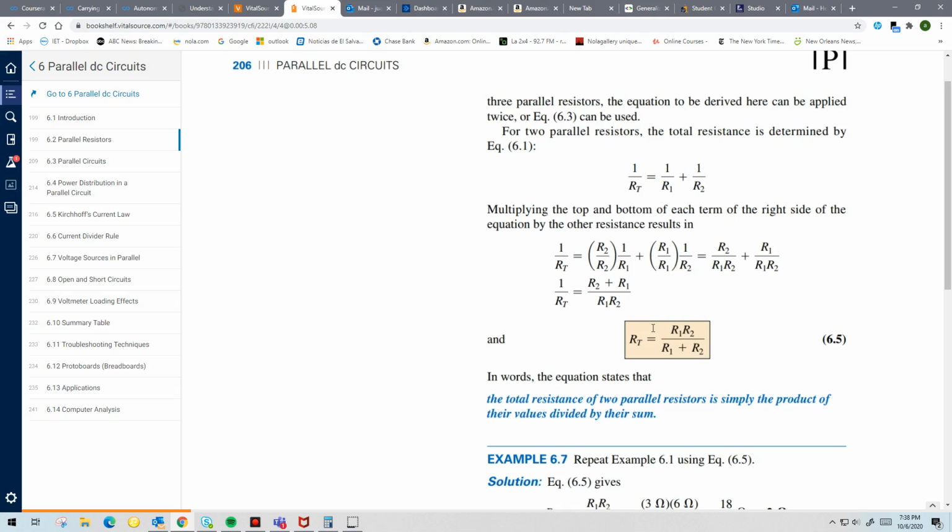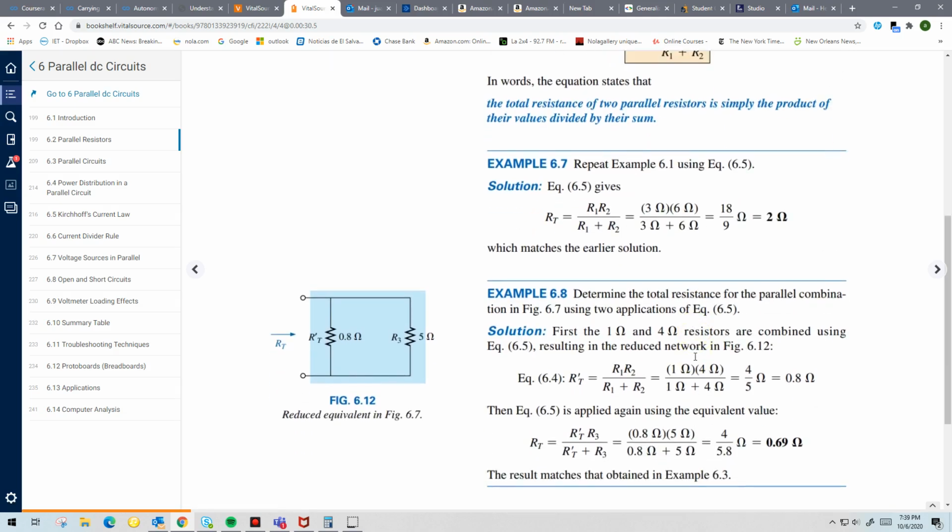So remember this. If you have 2 resistors in parallel, the total resistance for the 2 is the product of the individual resistances divided by the sum. Again, the total resistance for 2 resistors in parallel is equal to the product divided by the sum. That's it.